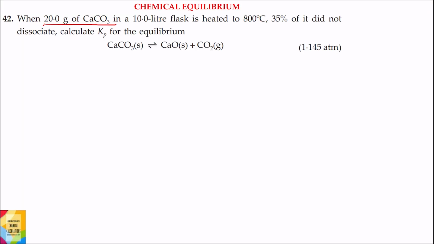When 20 gram of calcium carbonate in a 10-liter flask is heated to 800 degrees centigrade, 35% of it did not dissociate. Calculate Kp for the equilibrium. जो equilibrium reaction है वो क्या है? What is the equilibrium reaction?